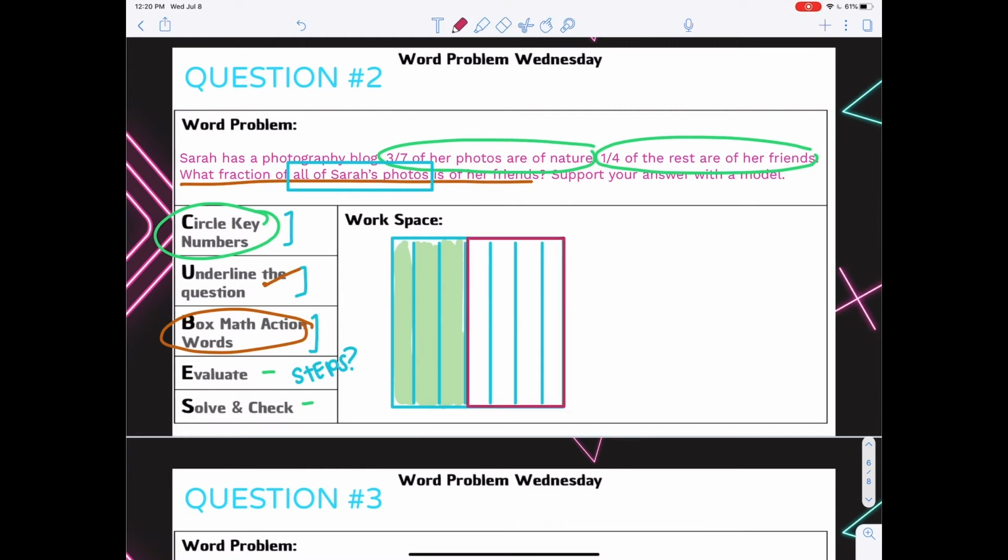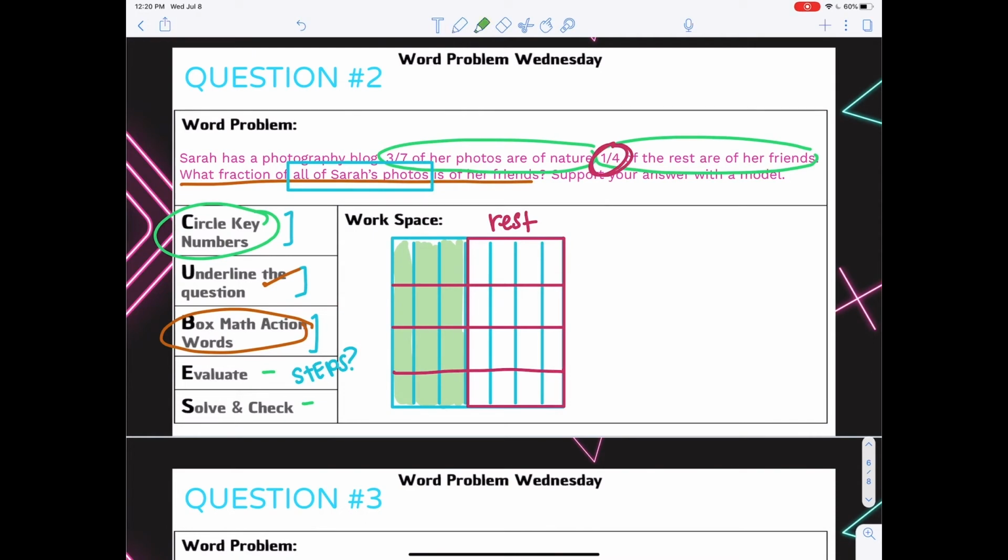So this is the rest. And it tells us that 1/4 of the rest are of her friends. So we're going to cut this up into 4. I'm going to make a horizontal line right in the middle, and then make some cuts right there. And there I should have 4. Here's 1, 2, 3, and 4. So we are golden, and so 1/4 of them are of her friends.